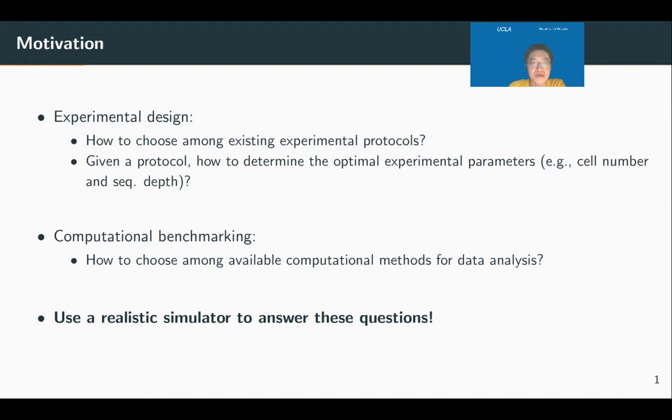And the second set of problems is regarding computational method benchmarking. As we know, in single-cell RNA-seq data analysis, usually there are many methods that have been proposed for the same type of analysis task. And how to choose among these available methods is often a headache for the users. Our proposed solution is to use a realistic simulator to answer these questions. The benefit of simulated data compared to real data is, first of all, they are easier and cheaper to generate than real data. And secondly, when simulating data, we usually have the ground truth, so there will be less uncertainty when evaluating the results.